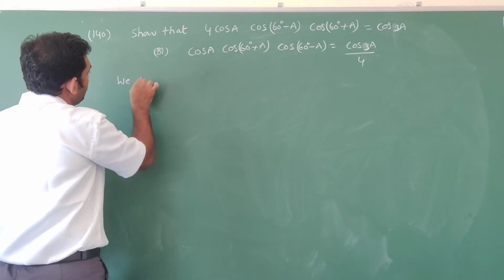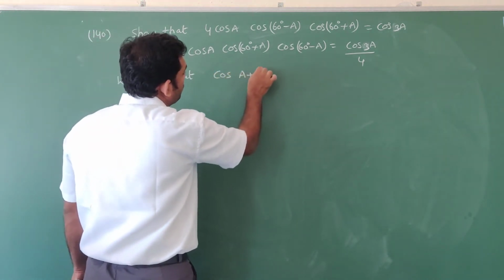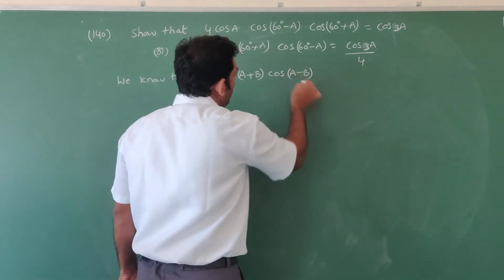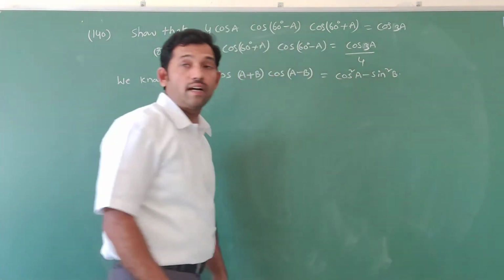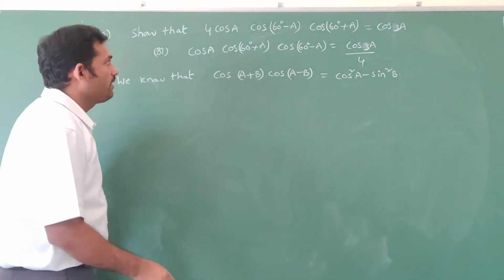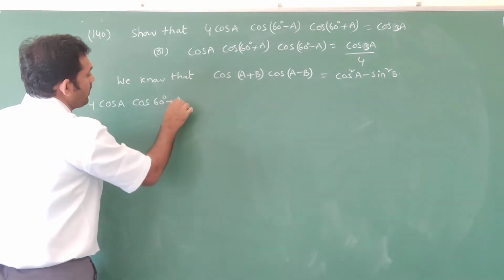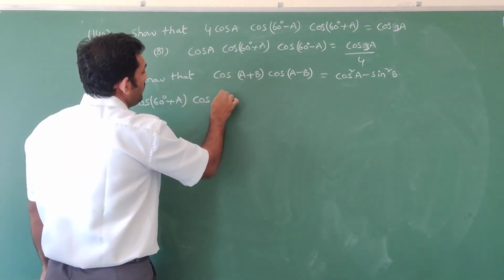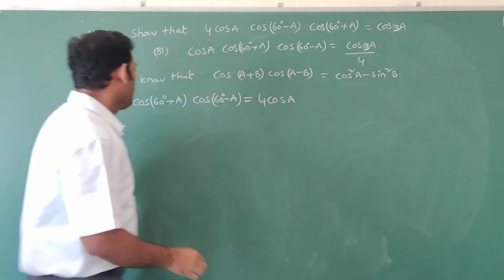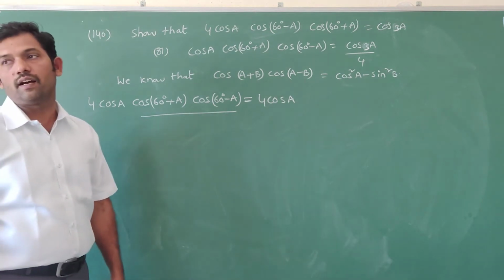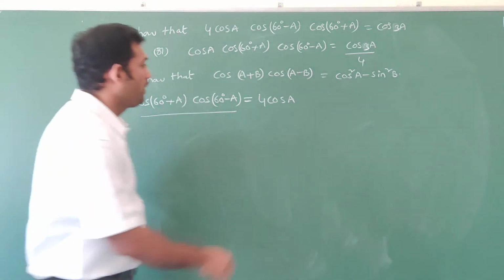We know that one formula: cos A plus B cos A minus B equal to cos square A minus sin square B. So take this value, 4 cos A cos 60 degrees plus A cos 60 degrees minus A. Write as it is these two terms, cos A plus B cos A minus B. So A is equal to 60 degrees and B is equal to A. Right, so apply that formula.